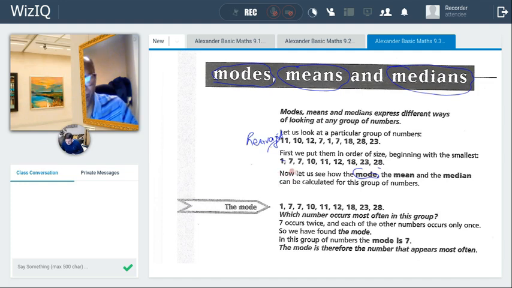The median is the middle number. The best way to do it is to cancel. Once you have ordered them, cancel one by one. So we cancel 28, we cancel 1. We cancel 23, we cancel 7. We cancel 18, we cancel 7. We cancel 12, we cancel 10. All right, so the middle here, the median, is 11.